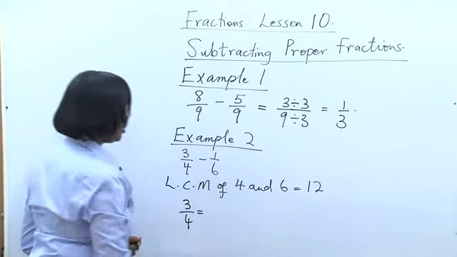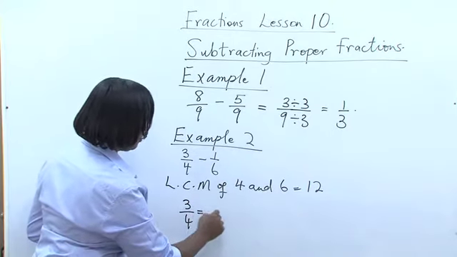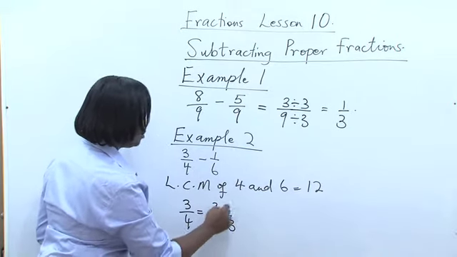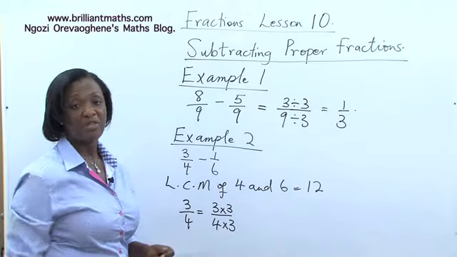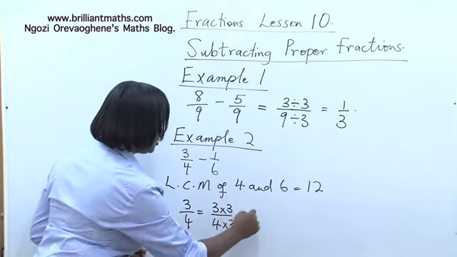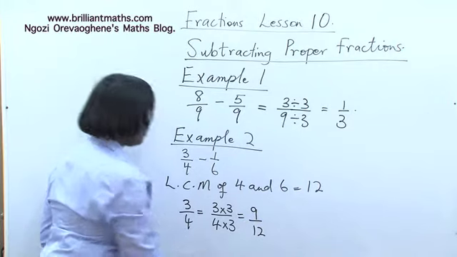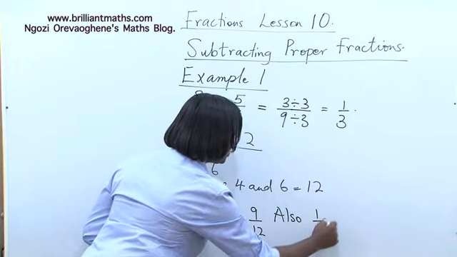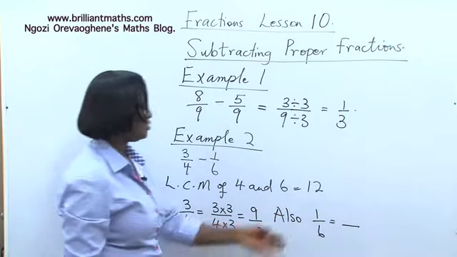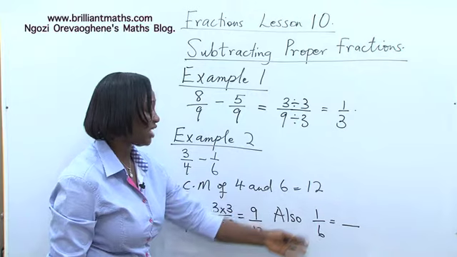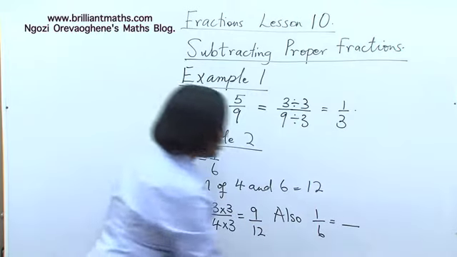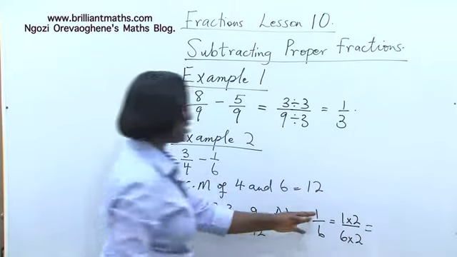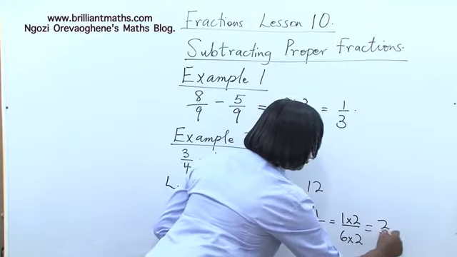3/4 is equal to what over 12? 4 times 3 is equal to 12, so we multiply the numerator by 3. And that gives us 9/12. Also, 1/6 is equal to, this is so easy, 6 times 2 is 12. So multiply the numerator by 2. 1 times 2 over 6 times 2. So 1/6 is equal to 2/12.